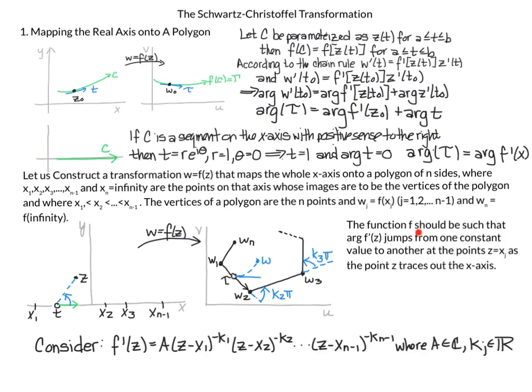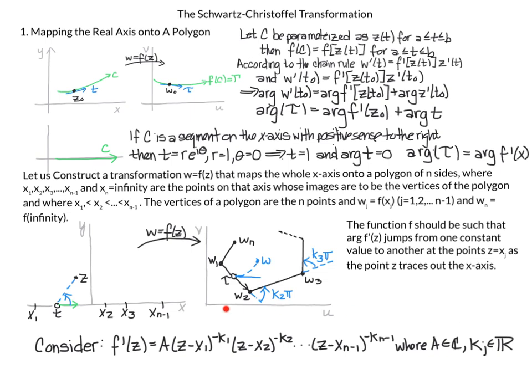And again, the function f should be such that the argument of f prime of z, in other words, when we look at how the angle changes, the angle is going to be constant, so it jumps from one constant to another, and it jumps at the points z equals x of j, corresponding to the vertices. So that's where our angle is constant, but then it jumps at the next vertex.